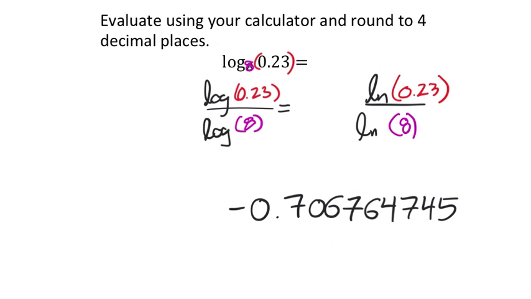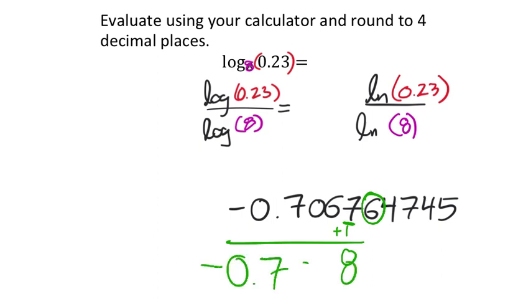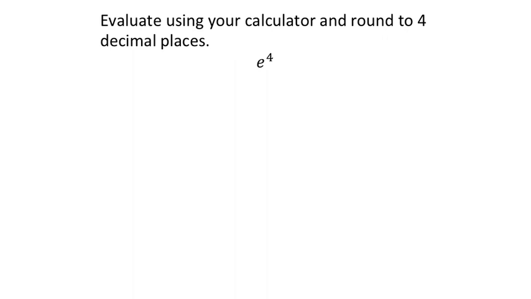It did say to round to the nearest fourth decimal place, the nearest 10,000th. So that's a 7 for me. There's a 6 to its right, which is 5 or more. So I have to add 1 to the 7 there. It's going to become an 8. So I end up with negative 0.7068. And that's what we're going to call it. That's good.